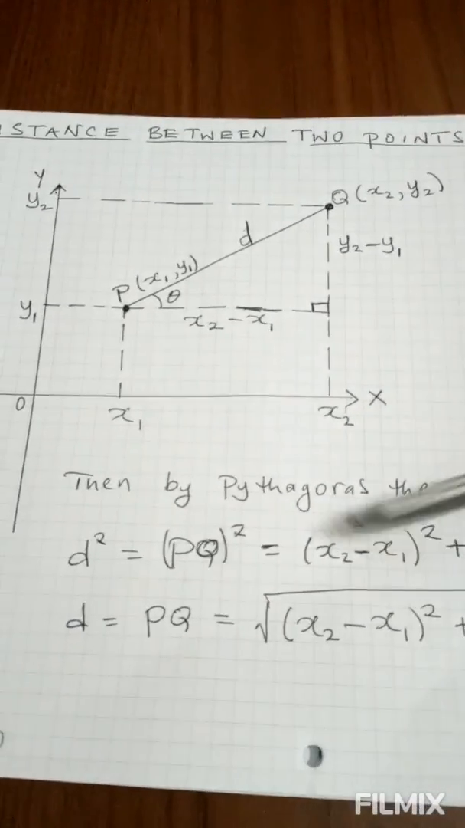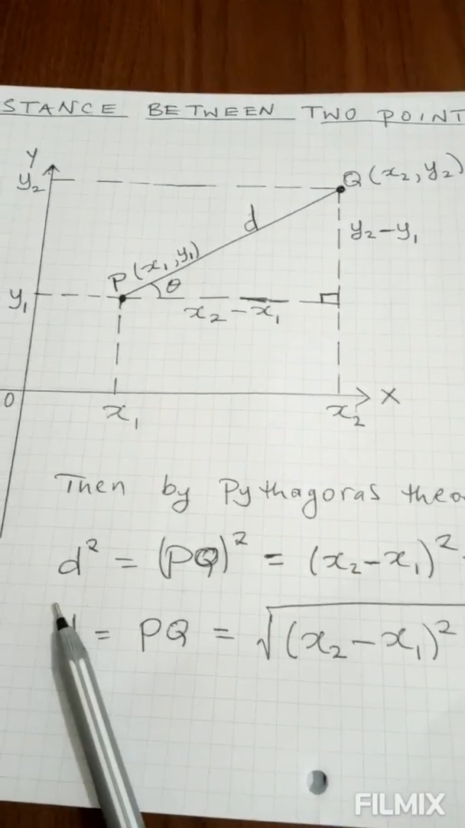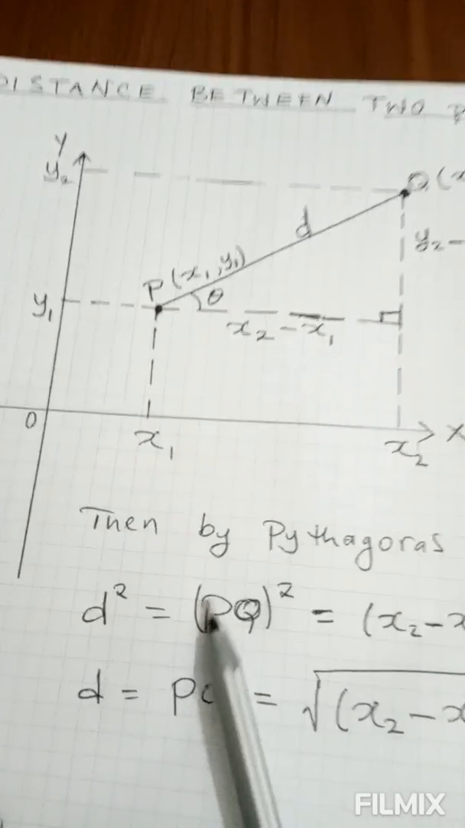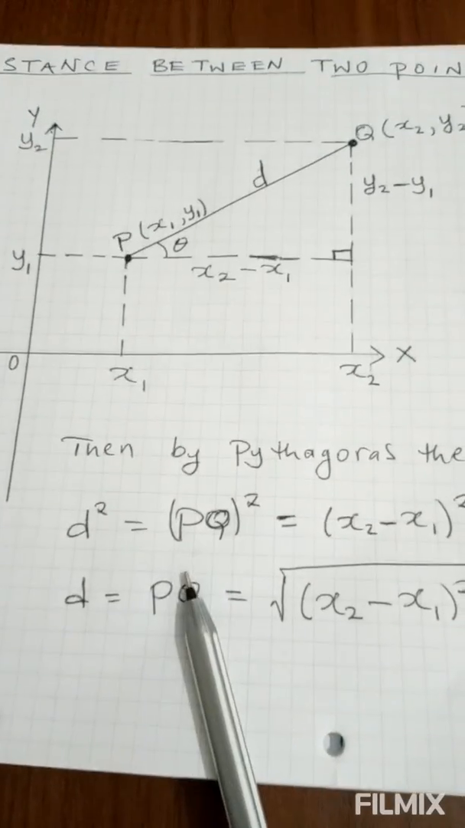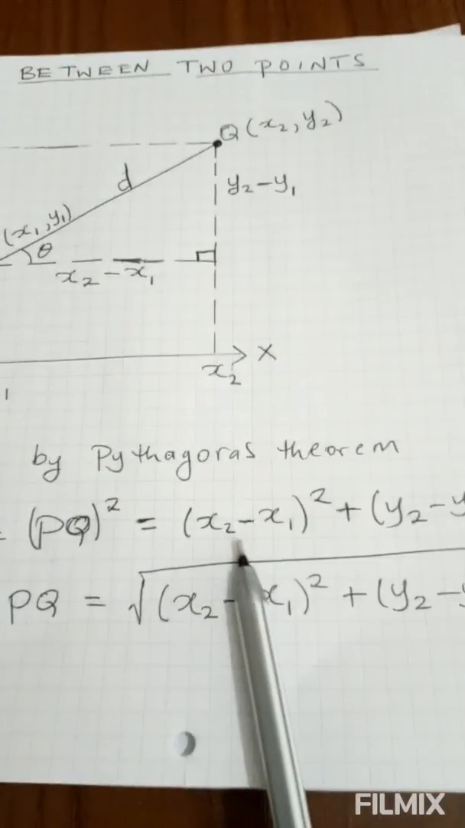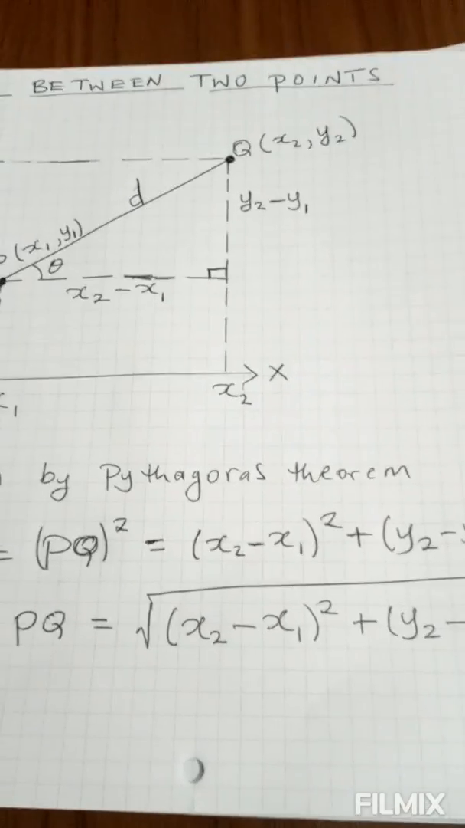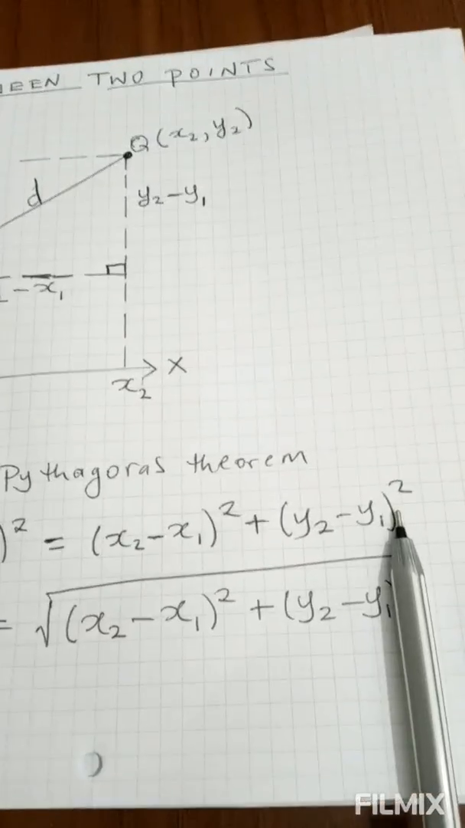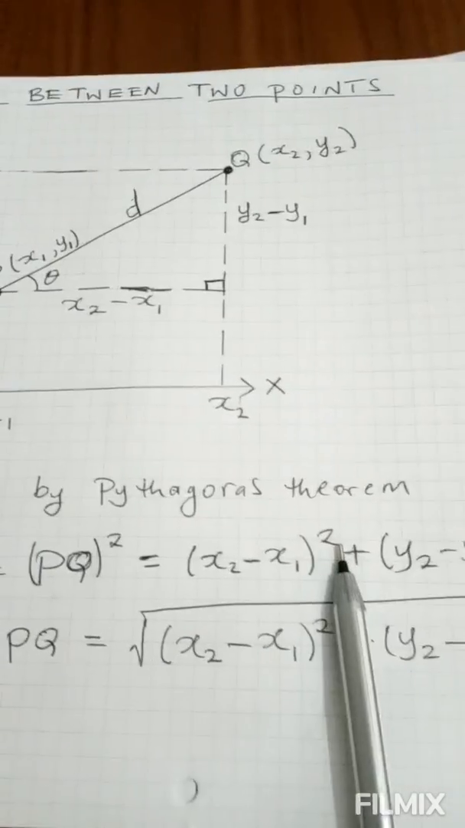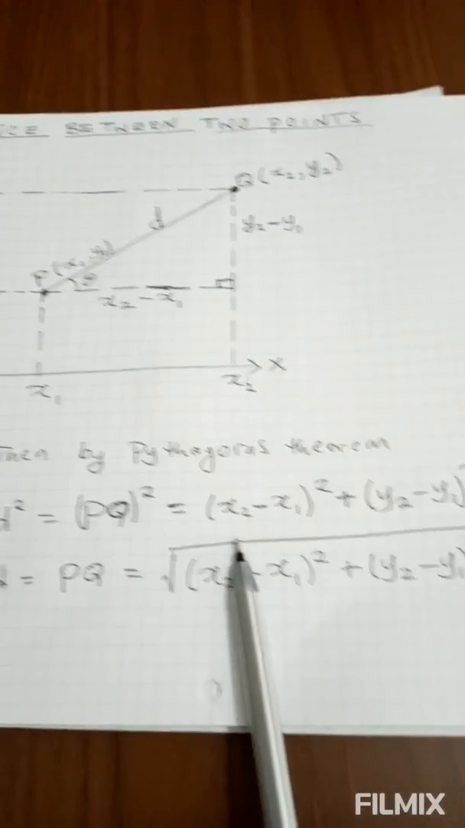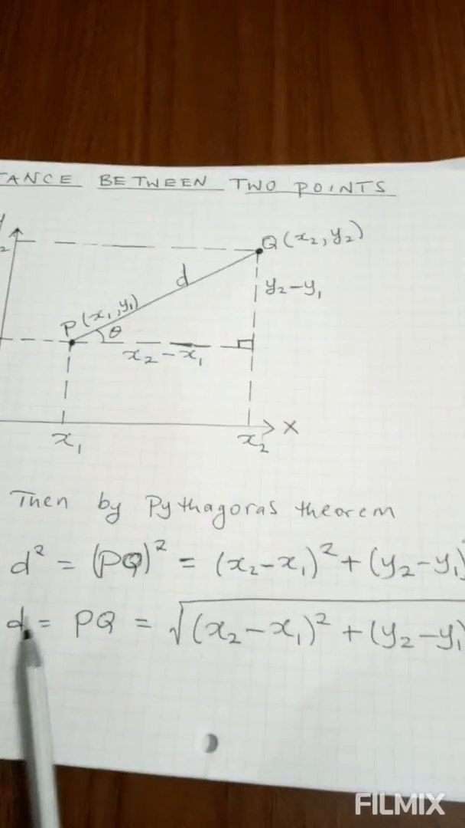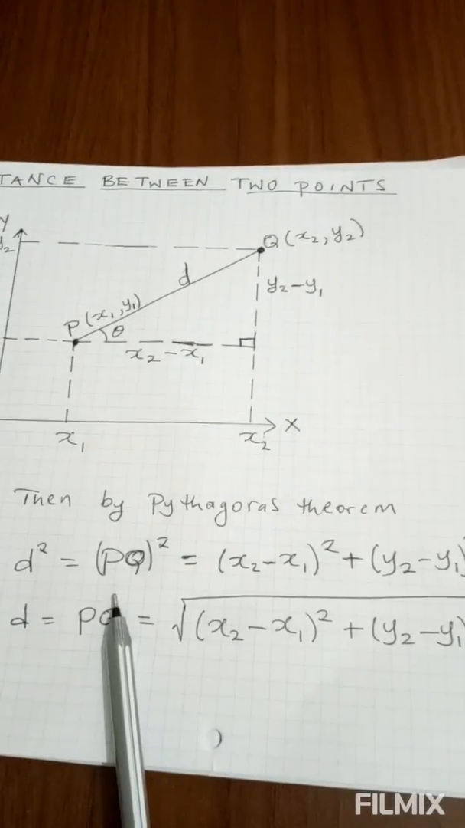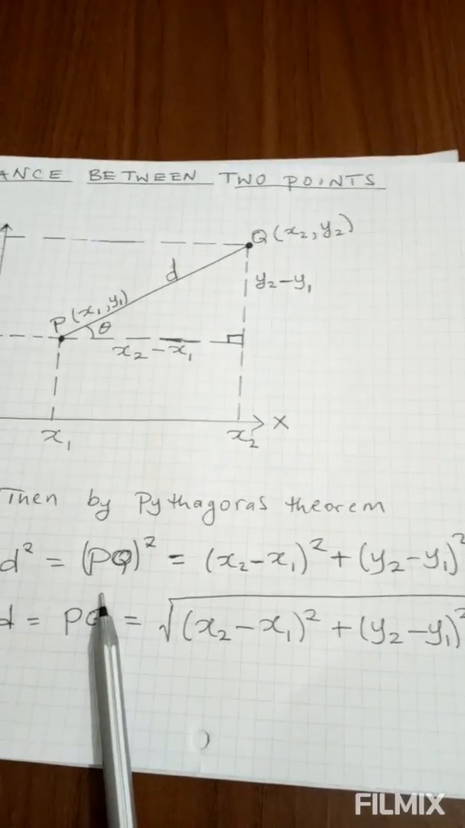It is by taking the square root from both sides. The square root of d squared is d itself, and the square root of PQ is PQ itself. Then the square root of this side is the square root of (x2 minus x1) squared plus (y2 minus y1) squared. So this is the general formula of the distance between 2 points. We will see this formula quite often.